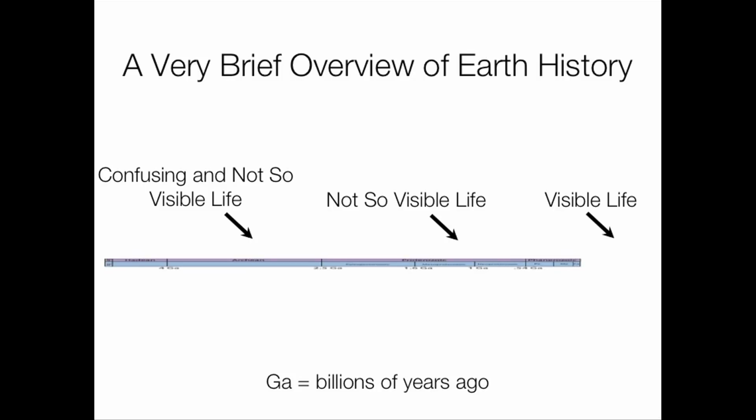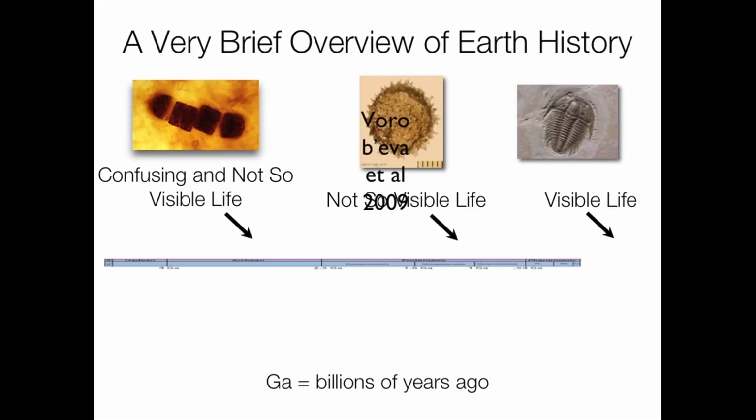Okay, so a very brief overview of Earth history. The Earth is about 4.5 billion years old. GA means billions of years ago. And you can chunk up this Earth history into three pieces. The Phanerozoic, which means visible life, which is where we are now. The Proterozoic, which is the time period of not so visible life, which is what most of my research to date has been on. And then the Archean and the Hadean, which is either there's no life or it's extremely confusing and I don't want to deal with it.